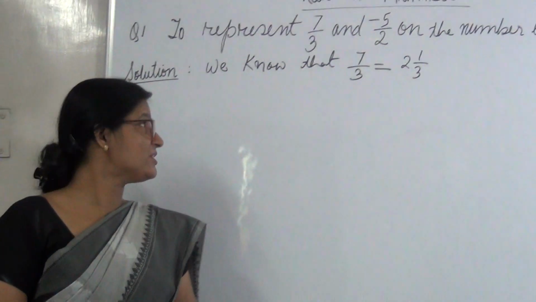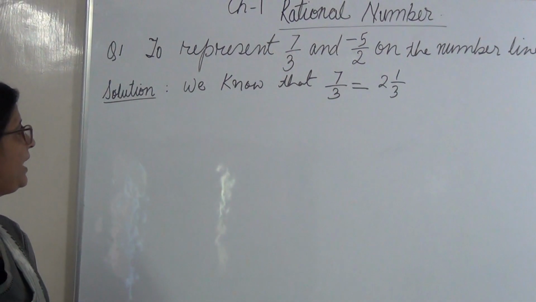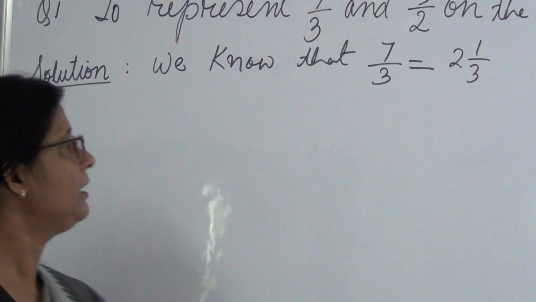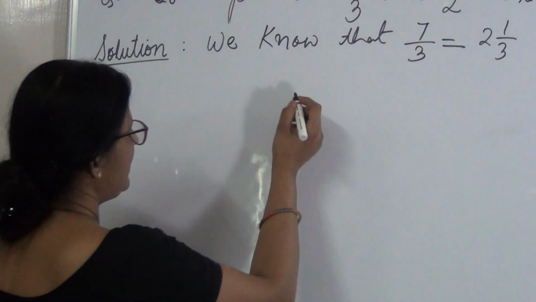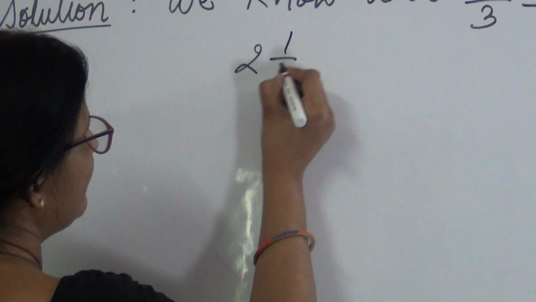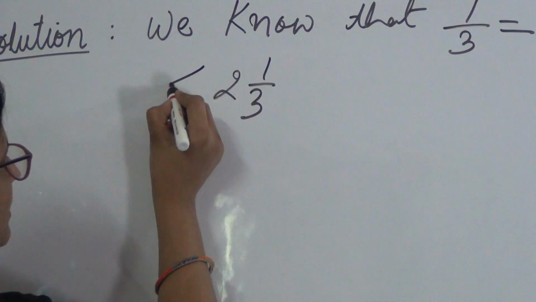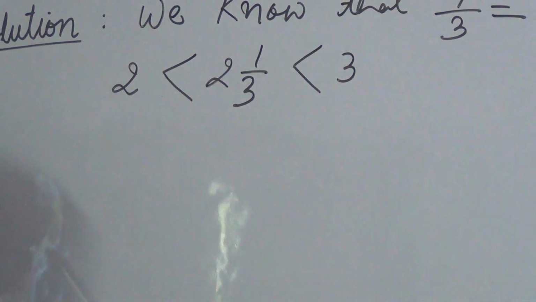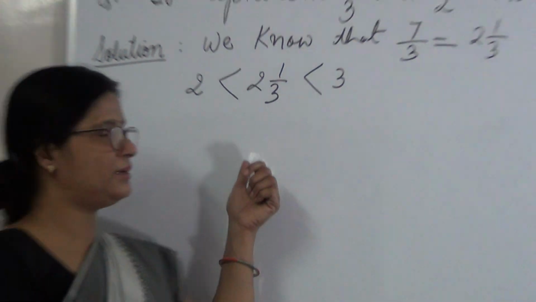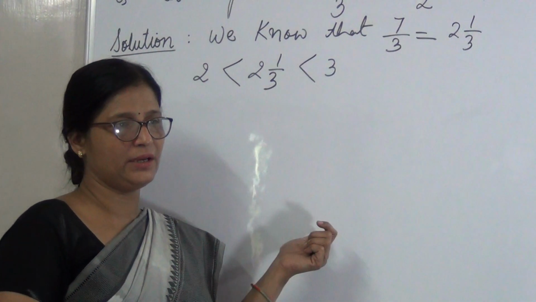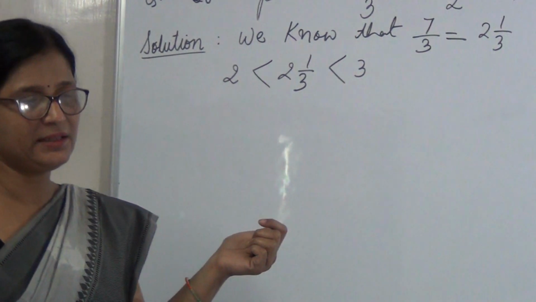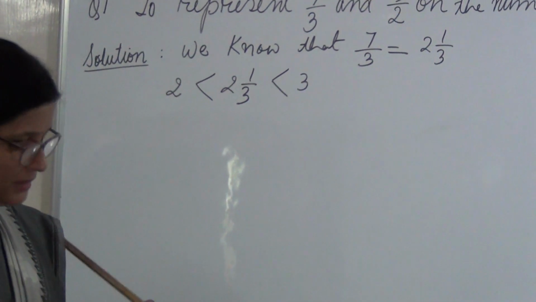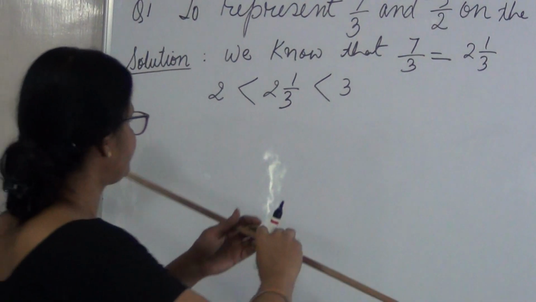For representing rational numbers on number line, we have to see where the given rational number lies. Here we see that 7 by 3, that is 2 whole 1 by 3, is greater than 2 and less than 3. So to represent 7 by 3 on the number line, we need to locate 2 points, that is 2 and 3 at least on the number line. Let us draw the number line.